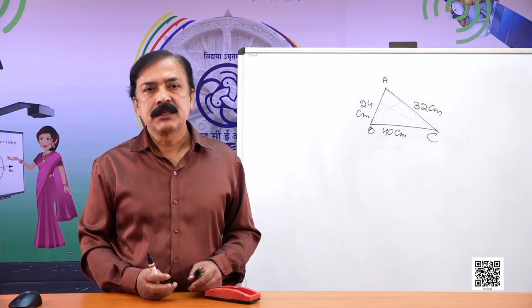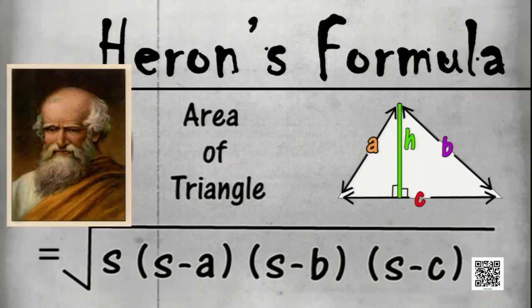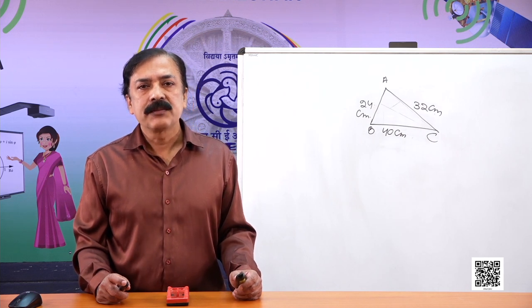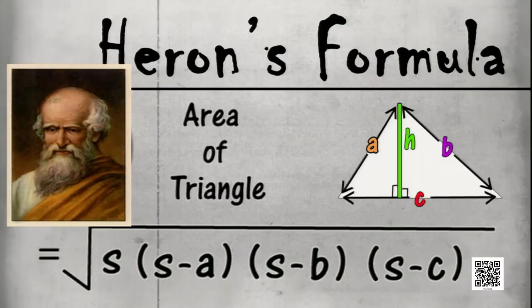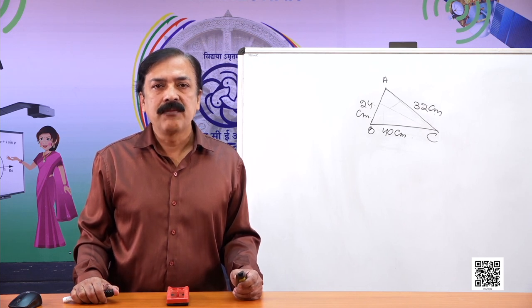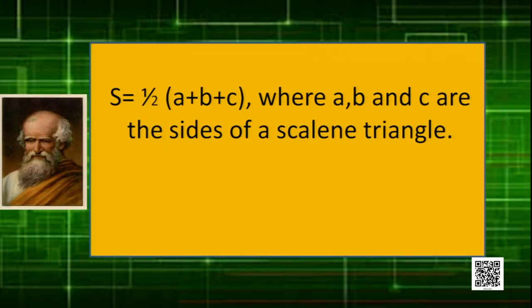This is done by the famous Heron's formula, which is discovered by the great Greek mathematician from Alexandria, Heron, who has made immense effort and contribution to mathematics. And his formula says square root of s into s minus a into s minus b into s minus c. What is a, what is b, and what is c? These a, b, c are the sides of a triangle. Then, what is s? s is half of a plus b plus c.